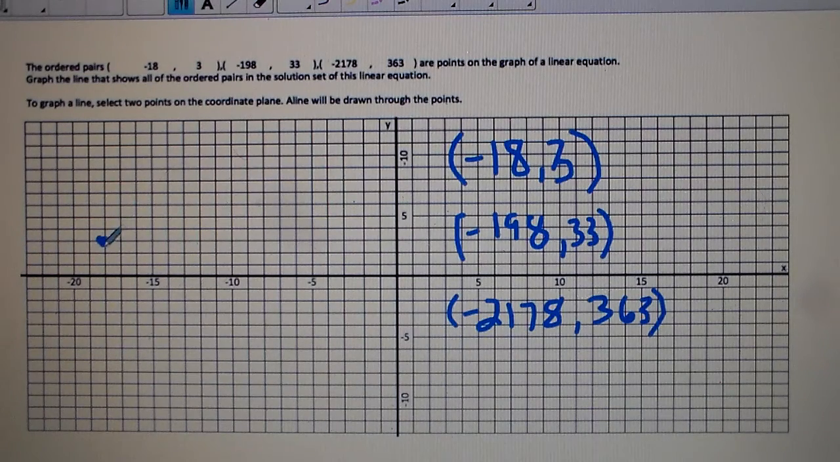So from that, we're going to have to make a line. When we're given multiple points, all we need is 2 points to find the slope of a line. Our goal is to graph the line that shows all the ordered pairs in the solution set of this linear equation. To graph the line, select 2 points on the coordinate plane, and a line will be drawn through the points. So we got 1 point. To get the other point, we have to find the slope. So let's take the other two smaller numbers. I want to avoid the big numbers.